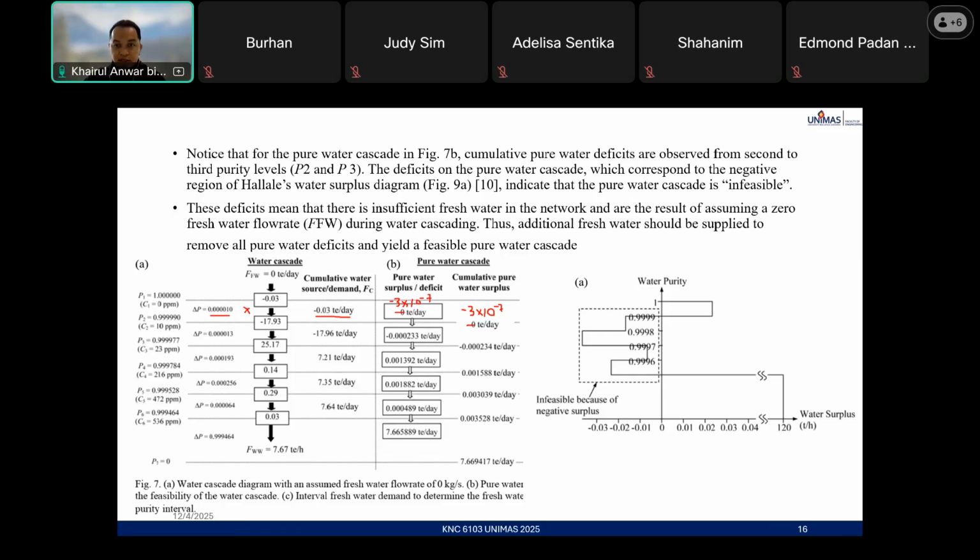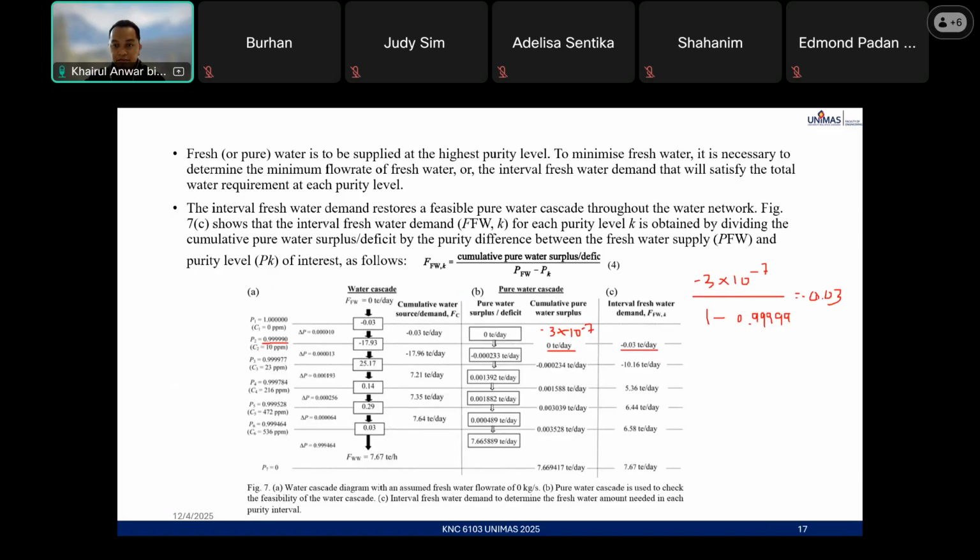So next, fresh or pure water is to be supplied at the highest purity level. Highest purity level means at P equal to 0 ppm or less. But normally it's 10 or 0 ppm fresh water.